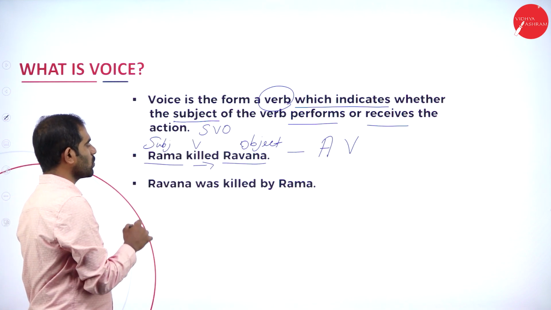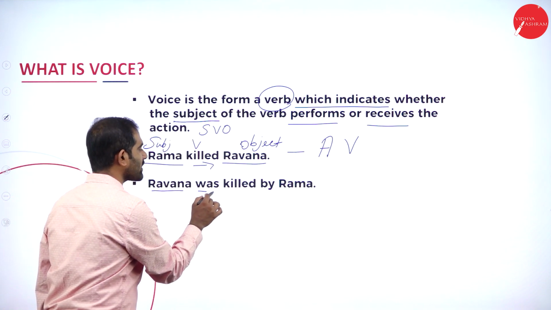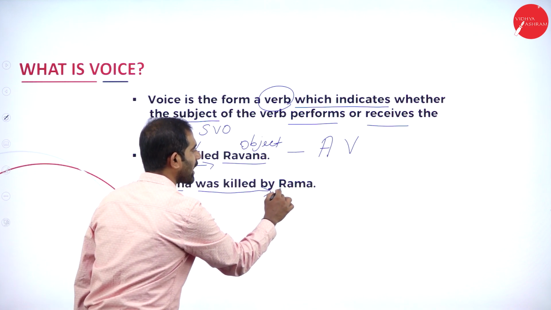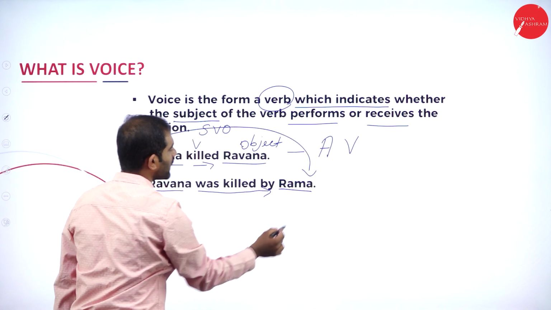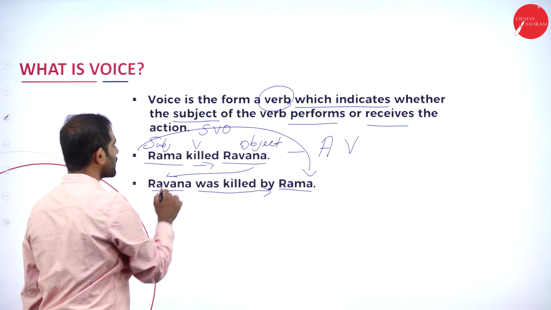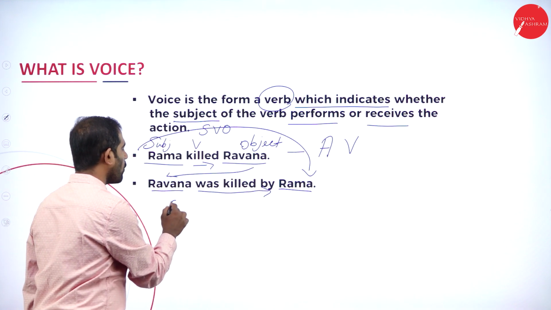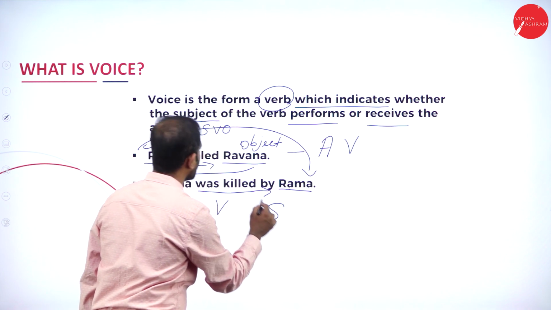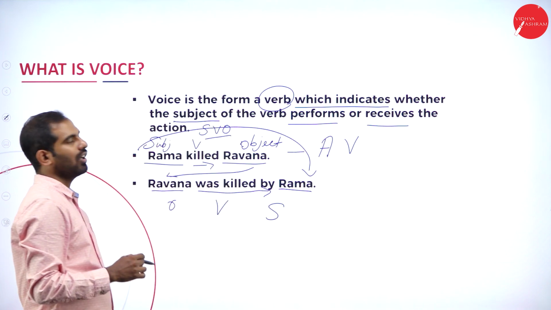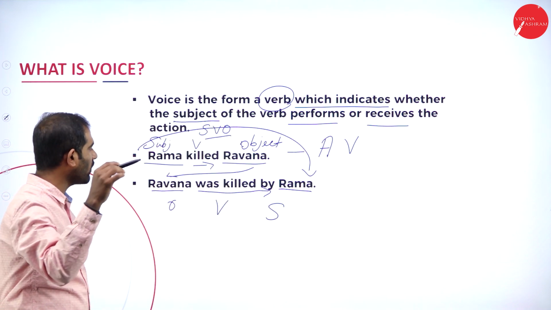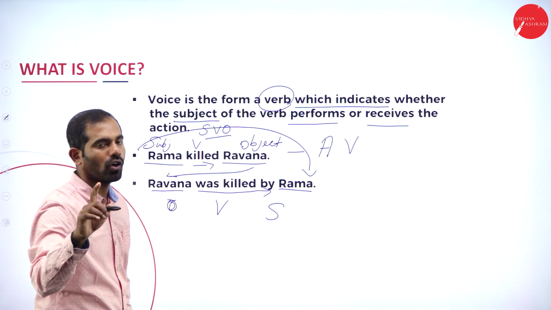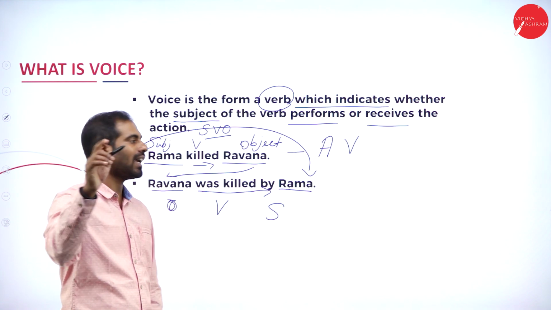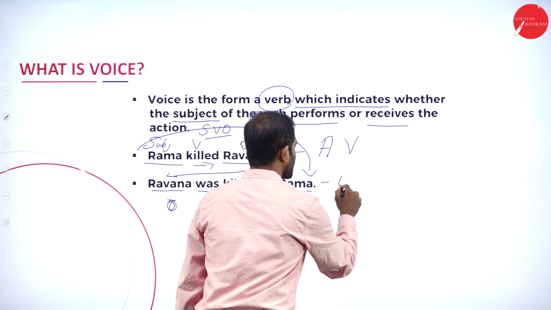When it comes to passive voice, Ravana was killed by Rama. Here, the subject becomes object and object becomes subject. So, OVS. It is reversed. SVO becomes OVS. That is one of the simplest tricks to follow or to identify active and passive voice. This is passive voice.